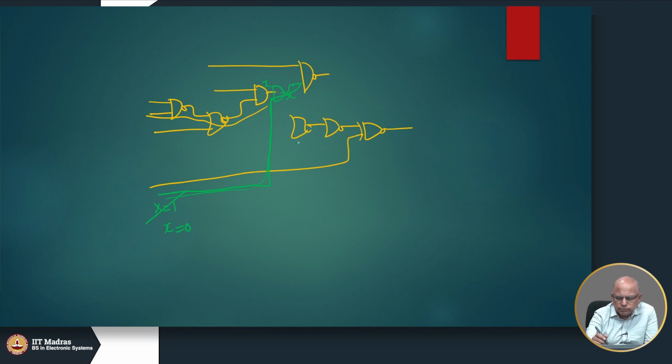Similarly, if I wanted to improve the controllability of a line here, I will modify this by putting an OR gate. If I put y equal to 1, I can increase the 1 controllability. What is the price I am paying for this?